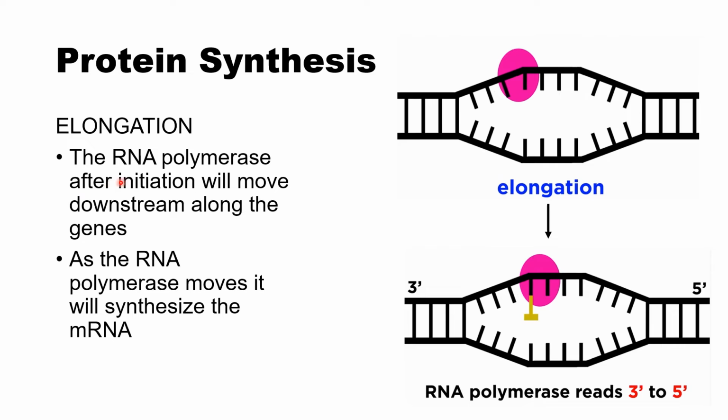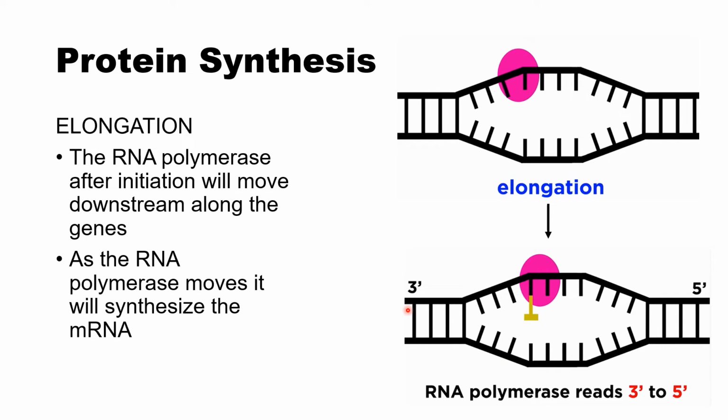Now, the RNA polymerase after initiation will move downstream along the genes. As the RNA polymerase moves, it will synthesize the mRNA. So, this polymerase, it has already read, it has initiated, and now it will elongate. It will move downstream, as it is called. The movement is from the 3' end of the DNA into the 5' end of the DNA. So, that is its movement.